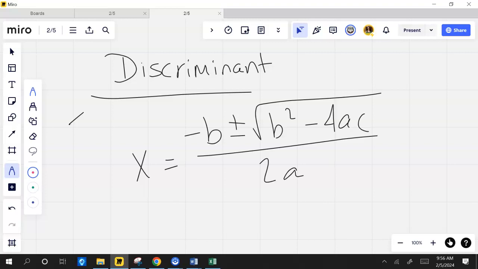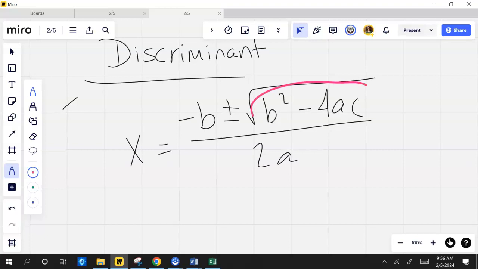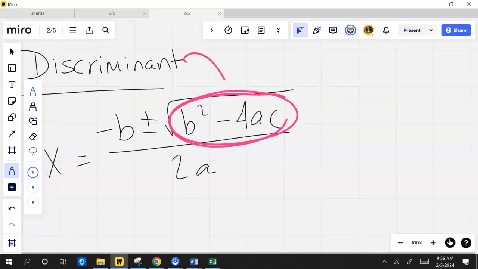All right. So the discriminant here is just the part that's under the radical. So B squared minus 4AC, that is my discriminant. Not the square root part of it, just the B squared minus 4AC. So that's the formula for the discriminant of a quadratic equation, and here's what it does.